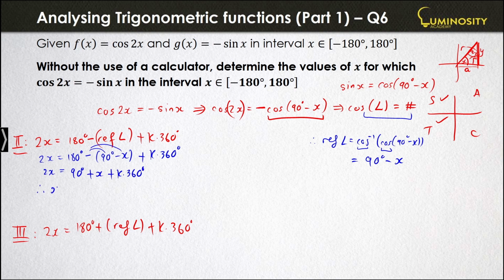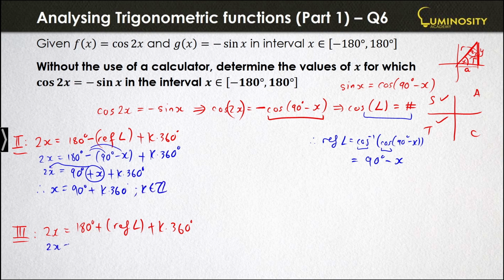Okay, so if I divide both sides by 2 now, what do I get? Well, I'm not going to divide both sides by 2 actually, because there's a plus x here. I'm going to subtract x from both sides. So I'm going to get 2x minus x is just 1x, and it's going to be 90 degrees plus k times 360, where k is an integer.